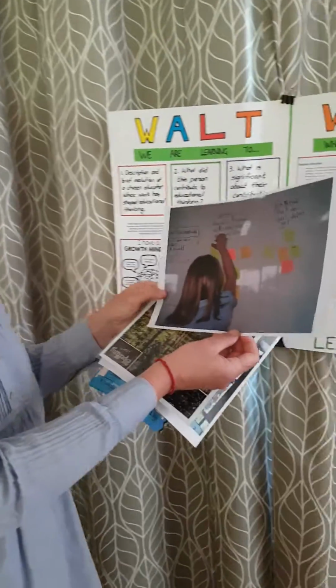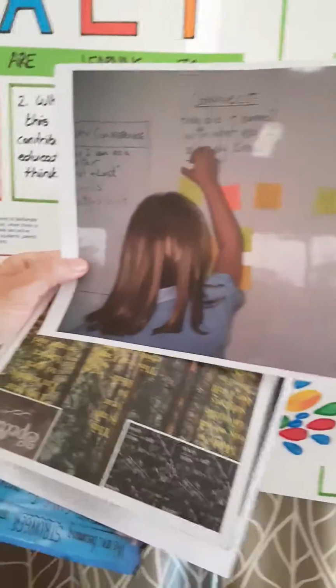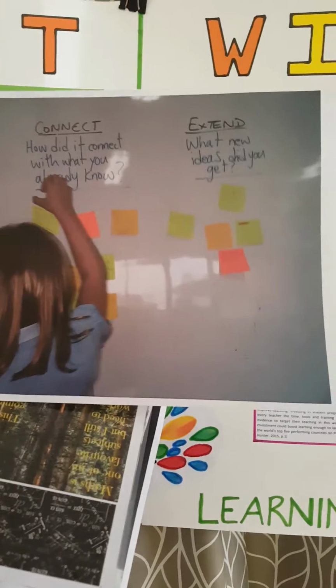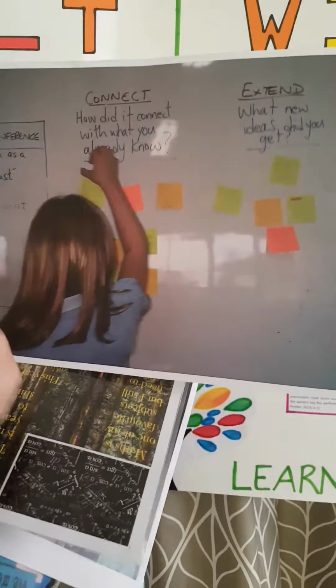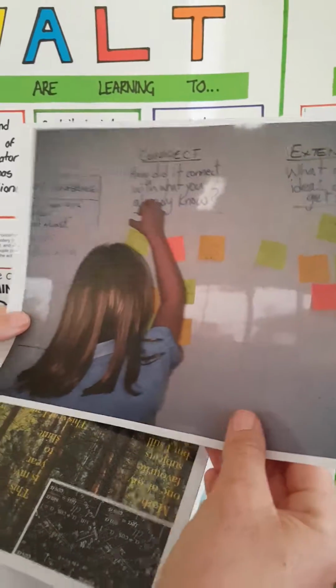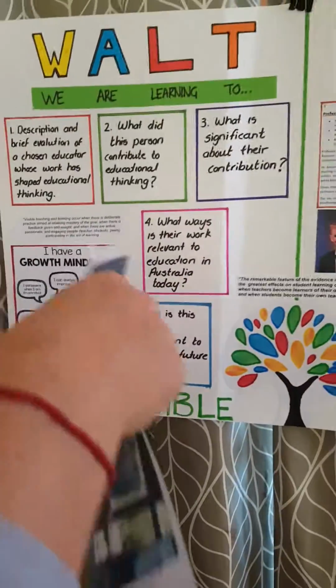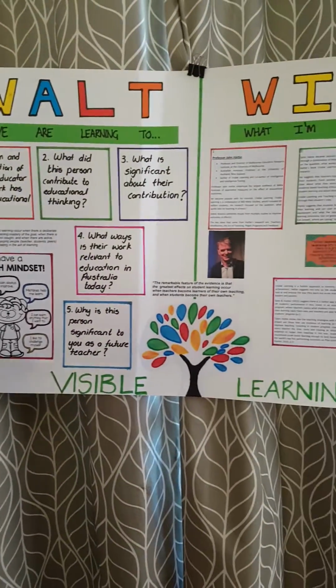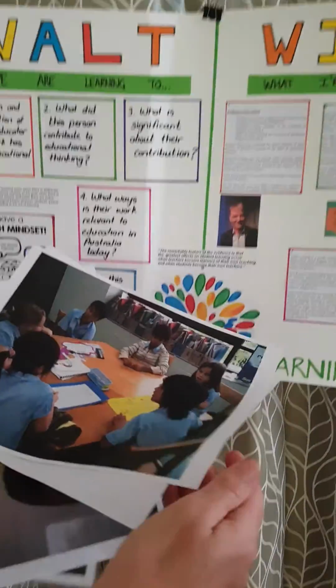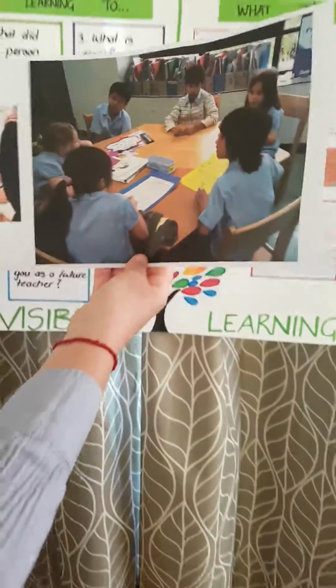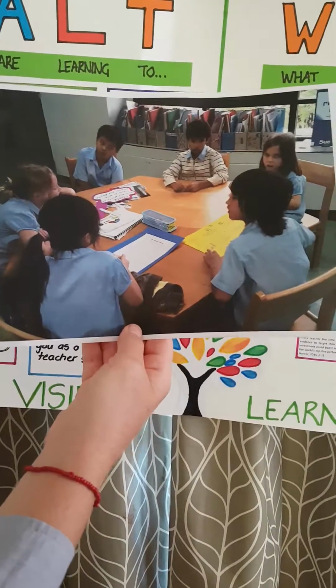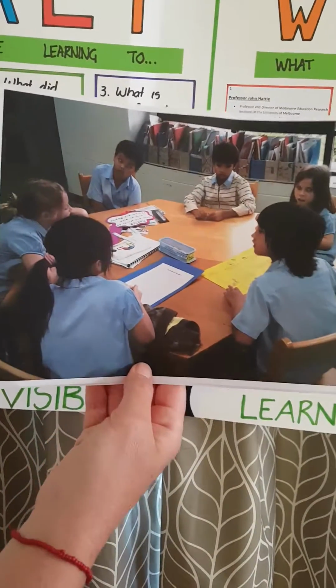Okay, over here I've printed off some pictures of what visible learning looks like in a classroom, and it's very similar to the poster we have here. So they connect and they extend, and that's pretty much the same as the WALT and the WILF. Another part of visible learning is working in groups, which is collaborative learning. There's a perfect example. This happens very often in classes these days, of students being in charge of their learning and sharing their ideas.